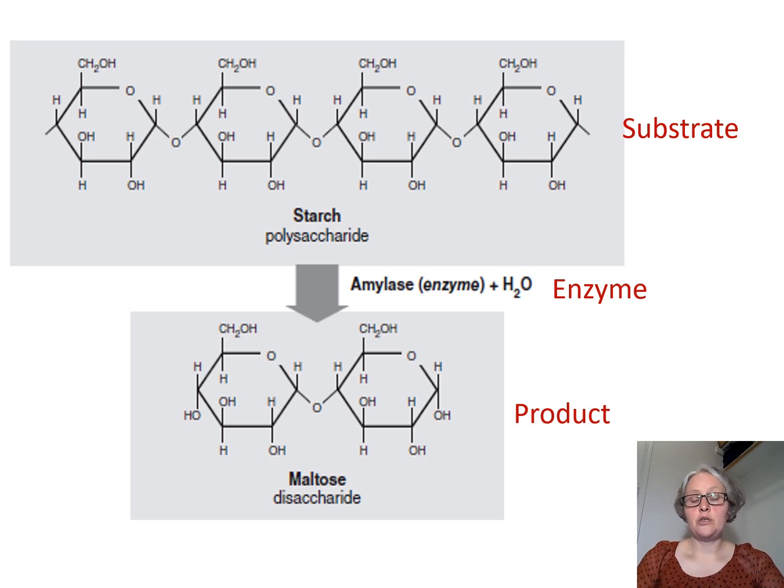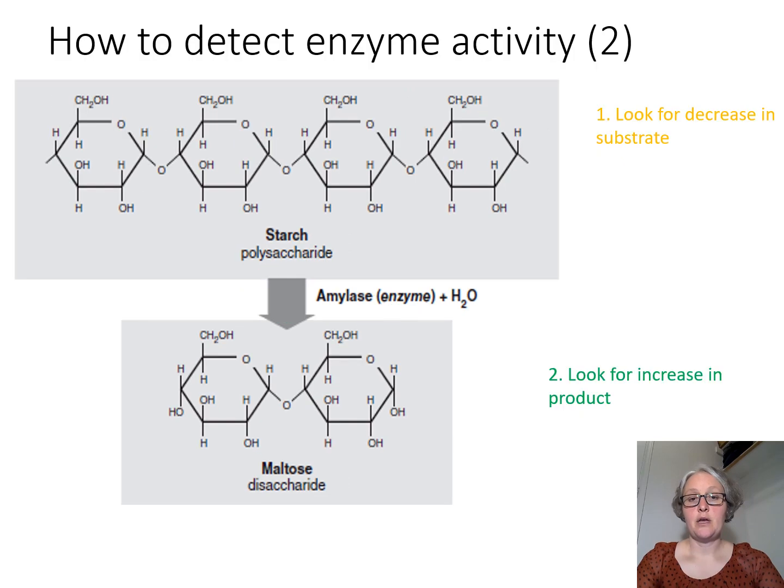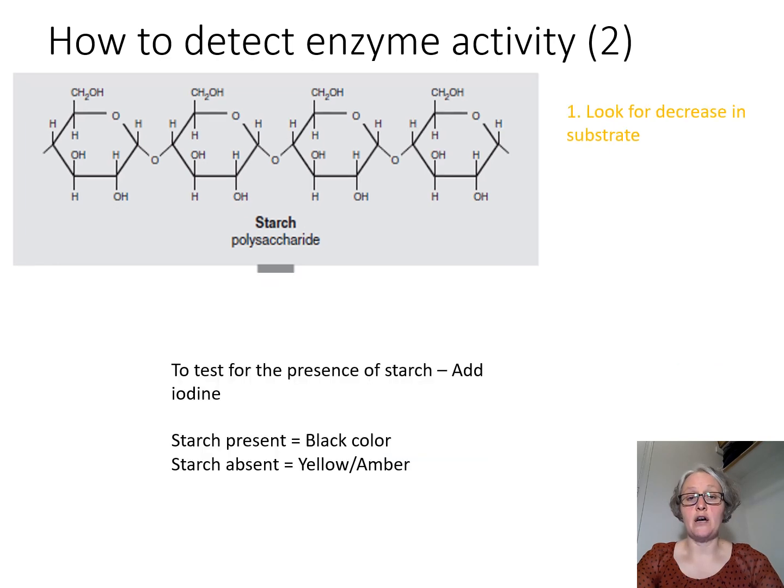What we wanted to do in Unit 5 is see if our amylase was active as an enzyme. There were two ways to detect enzyme activity. We could, number one, look for a decrease in substrate. If there was less starch, that meant our enzyme must be doing things. Or we could look for, number two, an increase in product. If there was more and more maltose, that also meant that our amylase was active.